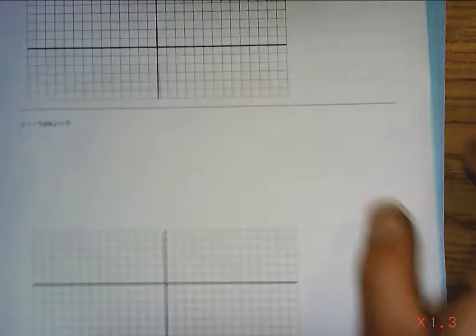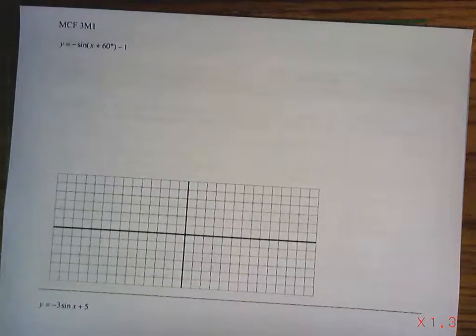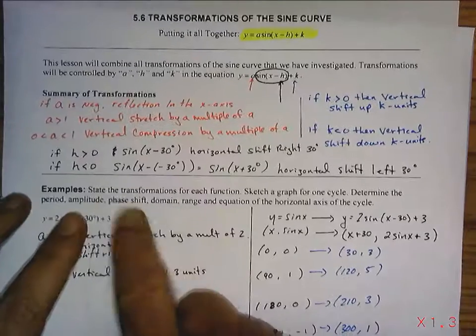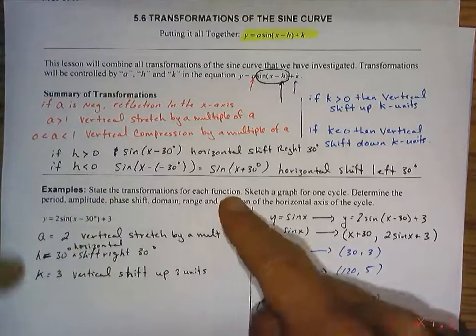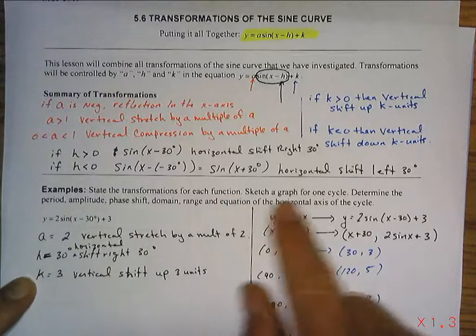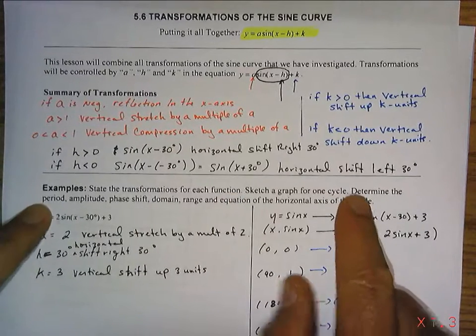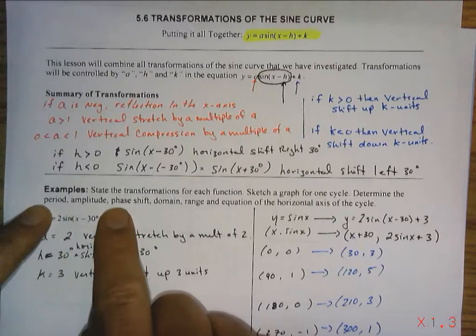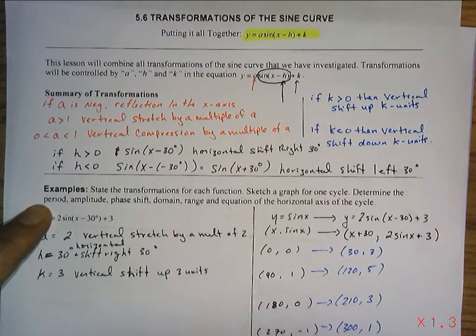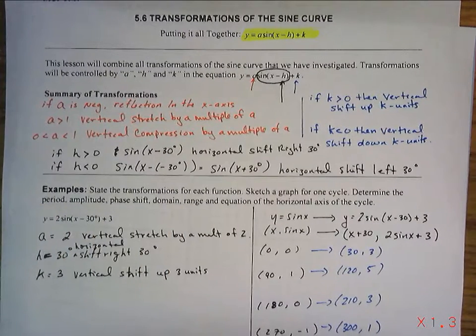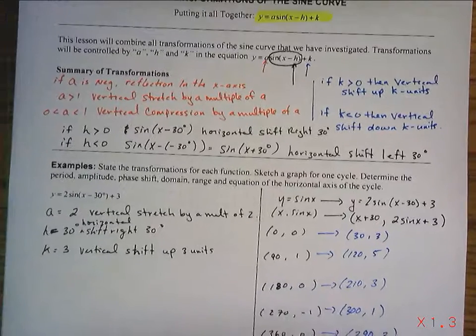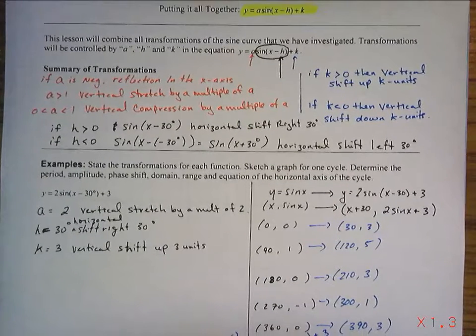Okay, ladies and gentlemen, moving on to the next example. Now, I know I didn't do everything in the last question. It asked for me to state the transformations of the function. Well, I did that. It asked me to sketch the graph for one cycle. I did that. And then it said determine the period, amplitude, phase shift, domain, range, and the equation of the horizontal axis. Well, yeah, okay. I didn't do that. This is the horizontal axis. We did figure that out. That was equal to 3.